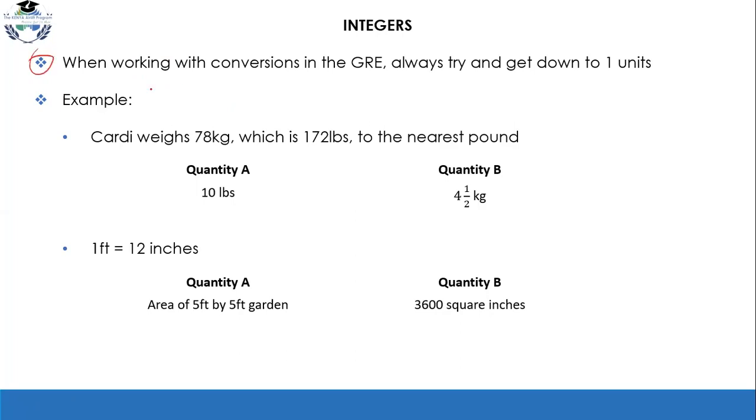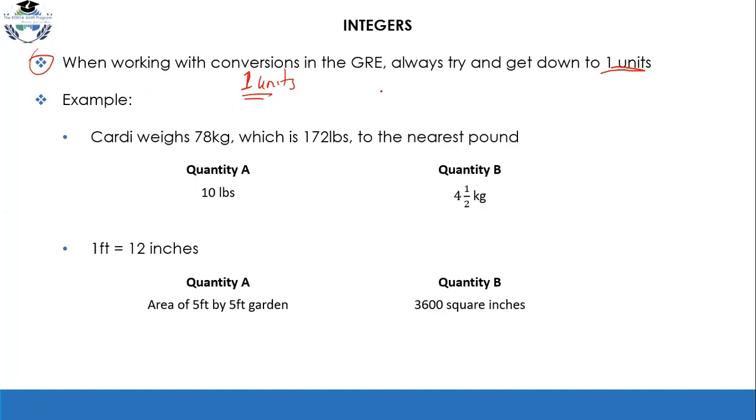So the next part, these are something that you need to learn when you're working with the GRE. When working with conversions in the GRE, always try to get down to 1 unit. This is very important for integers. Whenever you're given anything, always make sure you break down to 1 unit. So find what is the 1 unit for.